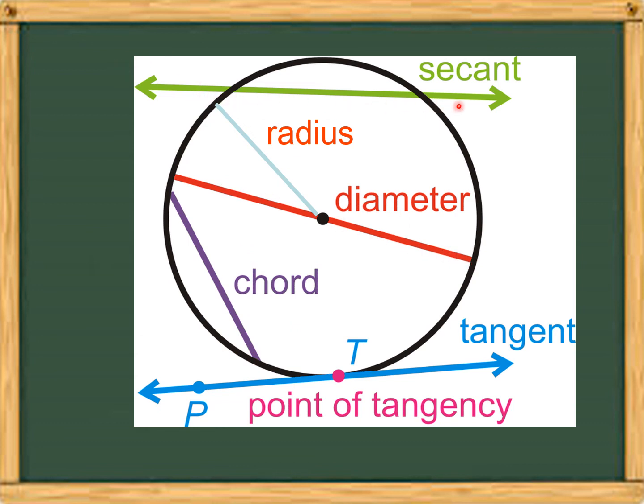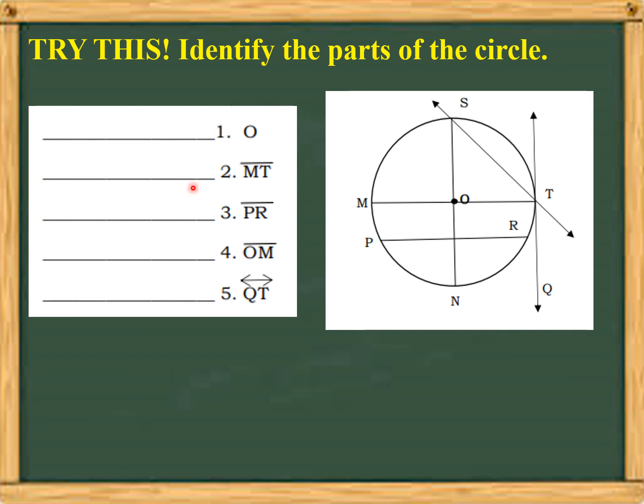Second, a line that contains a chord. So this is our chord na meron ng ating line. And this is our tangent, which is our point of tangency is point P. So do you have any question? If you have question, you can comment your question. So please try this. So identify the parts of the circle. So paki-post ang ating video para at least masagot nyo yung numbers 1 to 5.